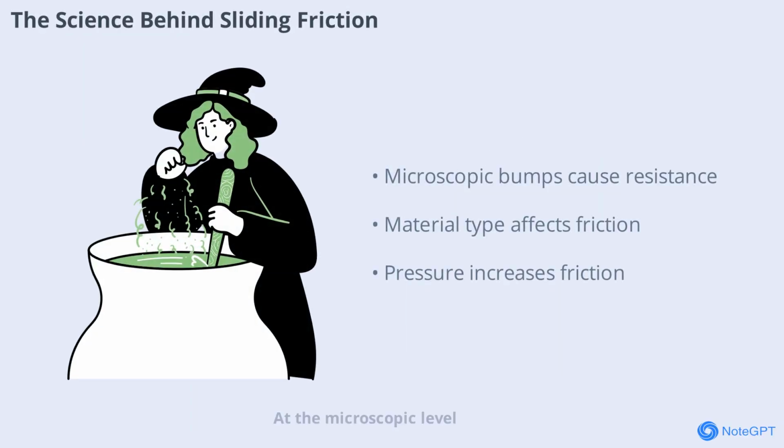At the microscopic level, even seemingly smooth surfaces have tiny bumps and grooves. When two surfaces slide against each other, these irregularities catch and create resistance. This is the essence of sliding friction. The amount of friction depends on both the materials involved and how hard they are pressed together. For example, rubber on concrete creates more friction than ice on metal. Scientists study these interactions to design better materials and improve efficiency in machines. Understanding the science behind sliding friction helps us solve real-world problems.